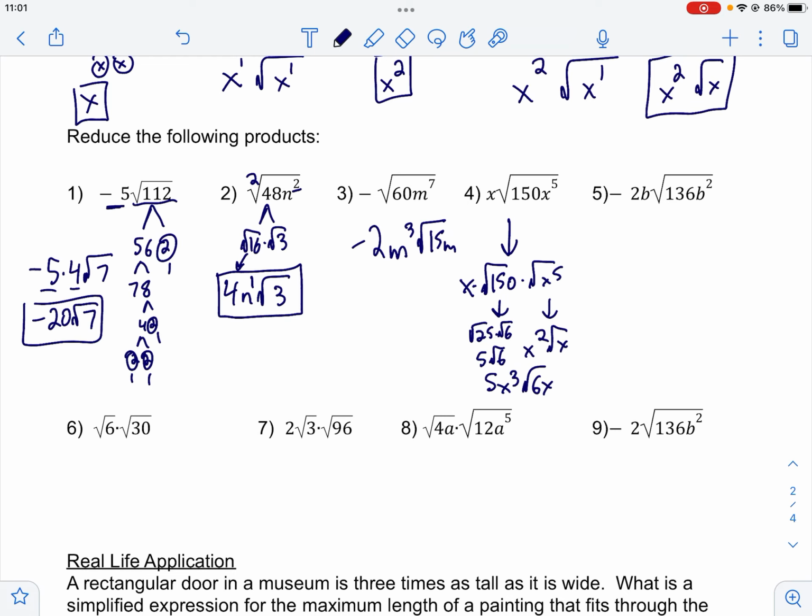For number 4, if you break down the square root of 150, the largest square root is 25. 25 times 6. So that will simplify to 5 square root of 6. X to the 5th divides twice by 2, leaving x squared and 1x on the inside of the square root. There was already an x on the outside at the beginning, so that's how we end up with x to the 3rd, with 5 on the outside and 1x left over on the inside with the square root of 6.